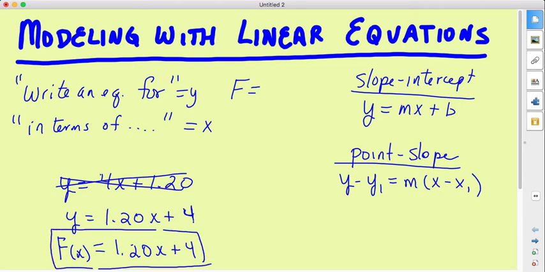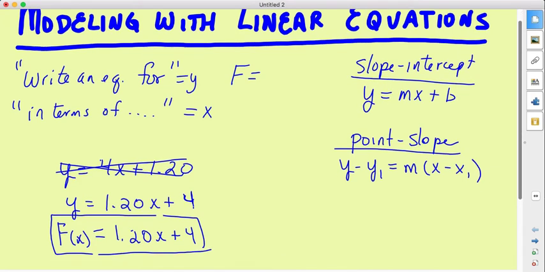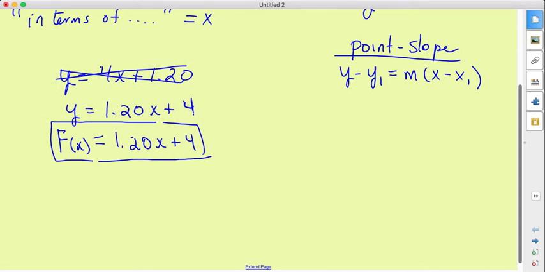Whew, worked hard. Then it's going to ask you, so what's the cab fare going to be after a 14-mile trip? You're going to plug 14 in for x, so technically you're trying to find f of 14. So you're going to do $1.20 times 14 plus 4, which, if I remember right, comes out to $20.80.